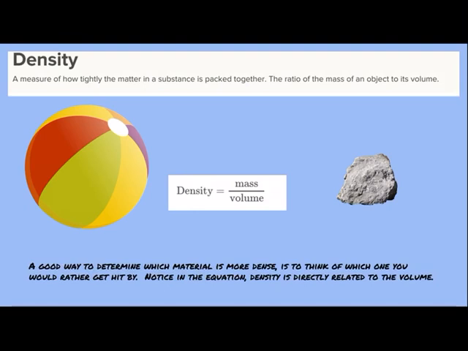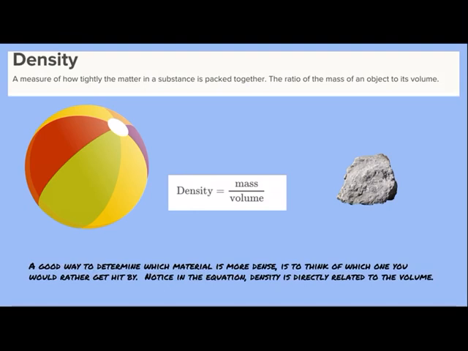So this beach ball, it could be huge, it could be massive. So there's a lot of volume there, but there's not a lot of mass. It's just that plastic covering keeping all the air inside. Therefore, it doesn't have a very high density because the mass is very small compared to the volume. Now, the rock on the right-hand side, sure, it may not be as big, but I bet you don't want to be hit with it because it is very dense. The volume is very small, but the mass is very high, so that leads to a higher density.